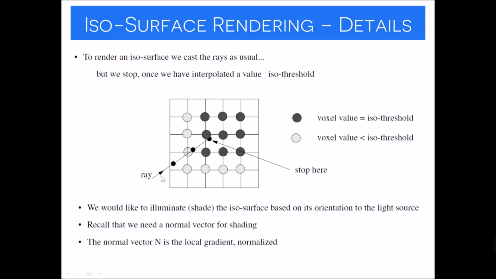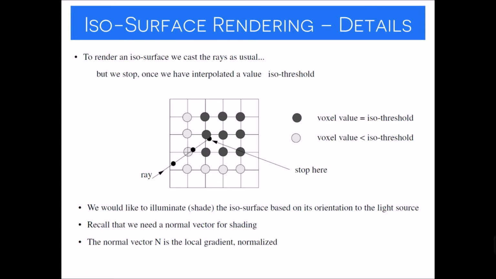Here's the ray. This is your voxel grid, and these are the voxels here. The white ones are voxels that have a smaller value than the ISO threshold, and the darker brown and gray ones are voxels that have values equal to the ISO threshold. And you only want to see those, right? You don't want to see the brighter ones, because they could be the skin, but you want to see the bone. So basically, you cast the ray across until you interpolate something that has the ISO value you have set. Then you stop there.